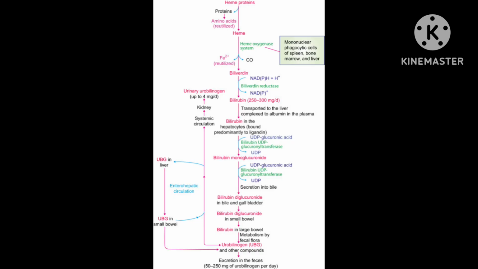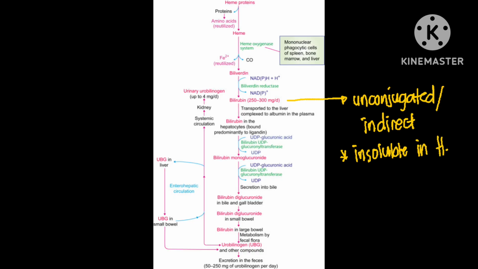The biliverdin, that's a green pigment, will be reduced to bilirubin, which is the yellow-orange pigment, by the enzyme biliverdin reductase in a reaction that also uses NADPH. Can you see there clearly? Alright. Now, this type of bilirubin, class, also known as the unconjugated or the indirect bilirubin, is lipophilic and is insoluble in water, which poses a potential toxicity risk if not properly handled by our bodies.